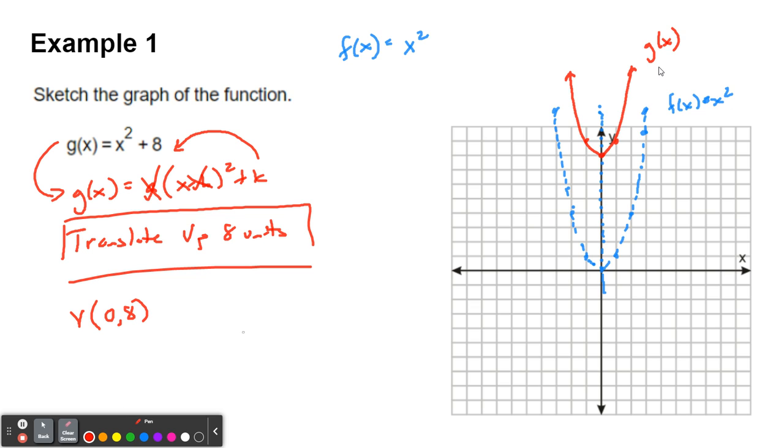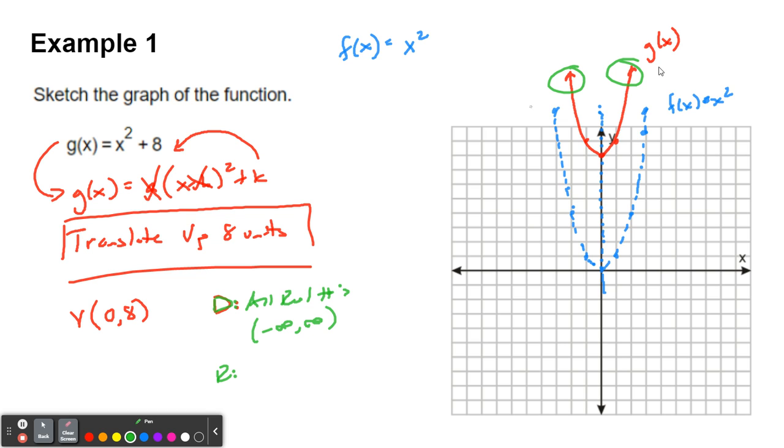Now I do want to continue our talk on domain and range. So for any quadratic, because you have arrows here and here, an arrow on the left and an arrow on the right, the domain is all real numbers. Remember our interval notation, that'd be negative infinity to infinity with parentheses.